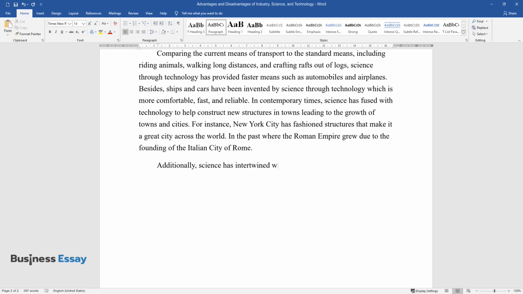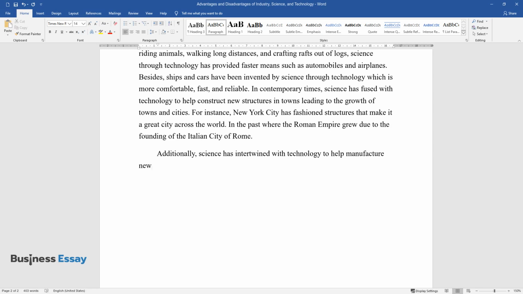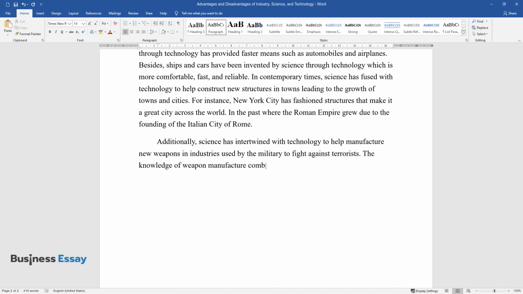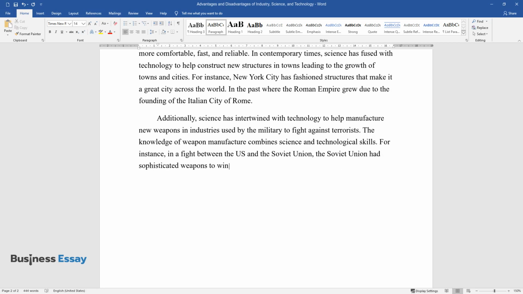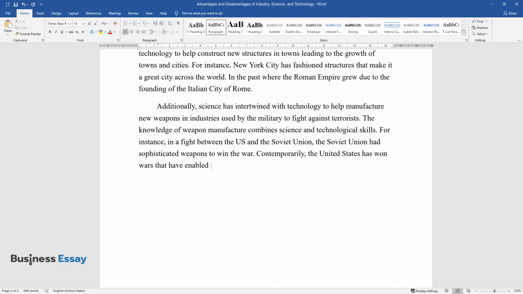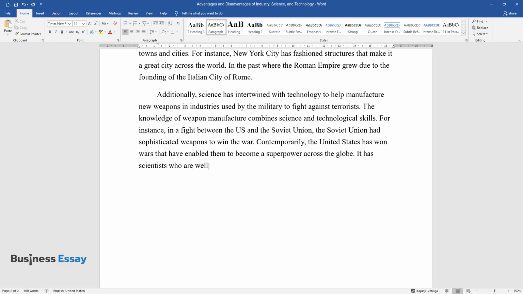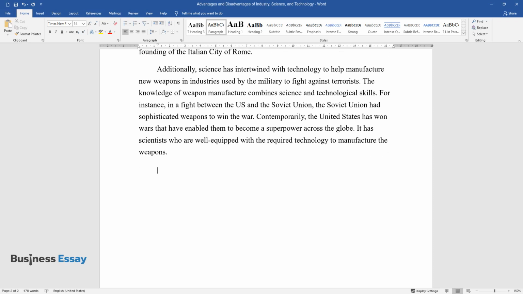Additionally, science has intertwined with technology to help manufacture new weapons in industries used by the military to fight against terrorists. The knowledge of weapon manufacture combines science and technological skills. For instance, in a fight between the US and the Soviet Union, the Soviet Union had sophisticated weapons to win the war. Contemporarily, the United States has won wars that have enabled them to become a superpower across the globe. It has scientists who are well equipped with the required technology to manufacture the weapons.